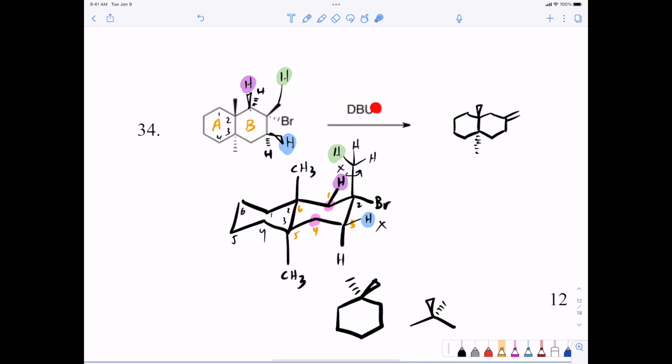DBU is a strong base, it's a poor nucleophile, so the only product we show is this one, and none of the other ones. If you miss that, if you draw the other options, you're communicating that you don't know that E2 requires anti-periplanar arrangement of the beta proton and the leaving group.